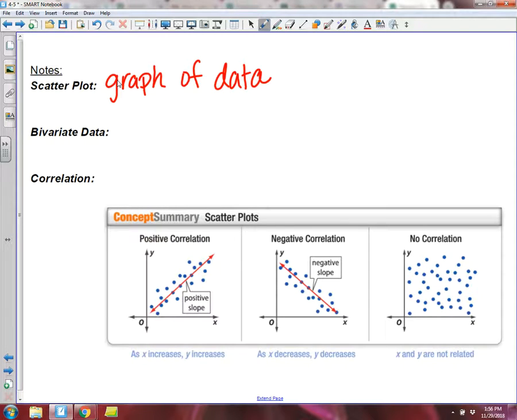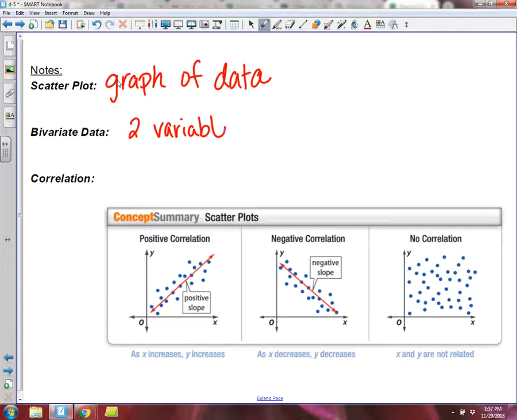In fact, it's called bivariate data. Guys, what does the prefix bi mean? Two. So what do you think the word variate means? What does it sound like? Variable. Variate, variable. They sound similar, don't they? Okay, so bivariate data is data with two variables.